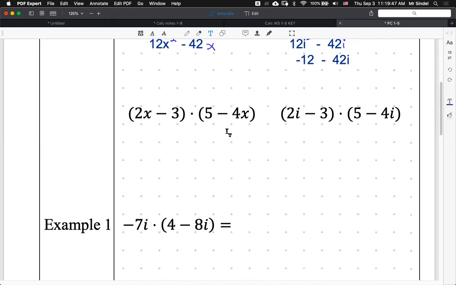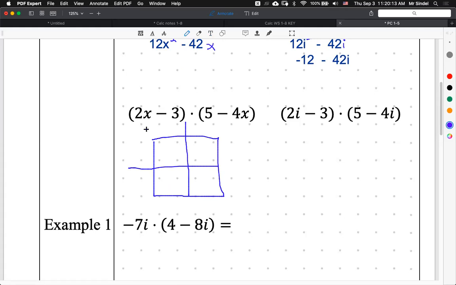All right, let's try the harder version of this, which you will be doing today. Let's see the similarity between our polynomial multiplication and our complex number multiplication. With polynomial multiplication, typically we have a box, with lines coming out of the box. We're going to put 2x minus 3 on the left or the top. It doesn't matter, so I'm going to put 2x up here on the top, and minus 3, and I'm going to do 5 minus 4x. Trackpad for the win.